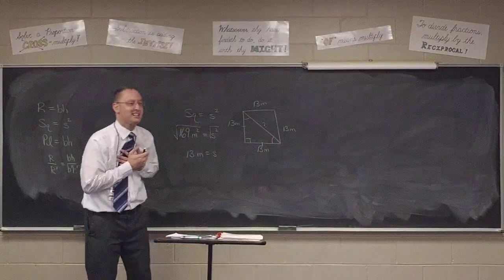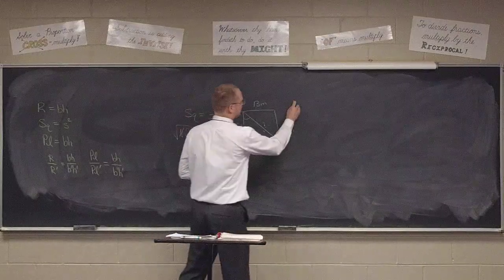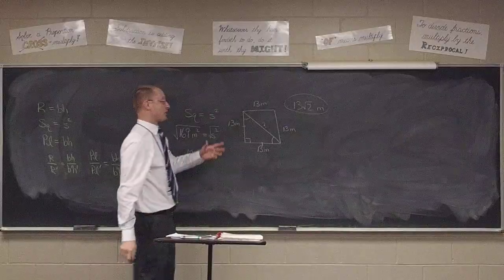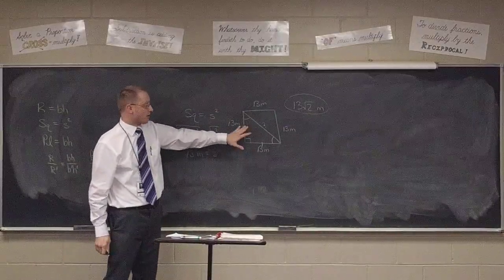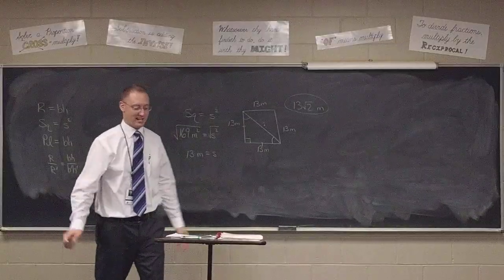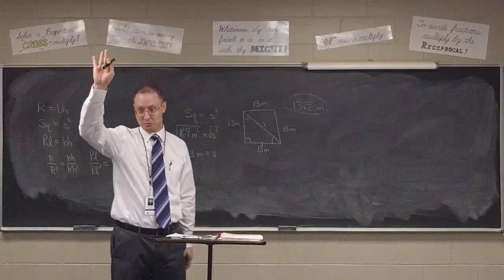13 times the square root of 2 meters should have been our answer there. Again, we draw that diagonal, either Pythagorean theorem, you've got your two legs, you just need the hypotenuse, or better yet, the 45, 45, 90. How many had 13 times the square root of 2 meters?